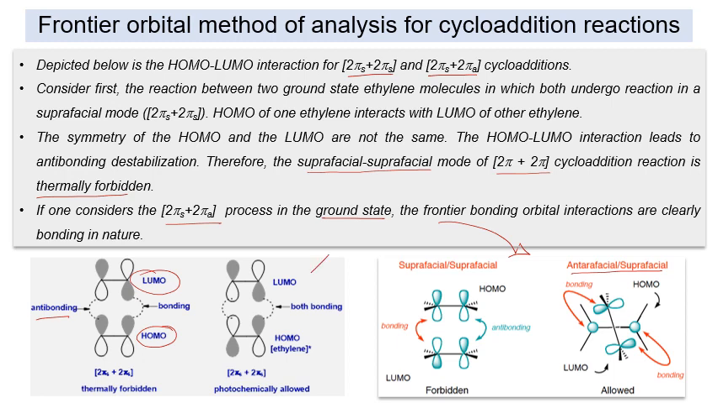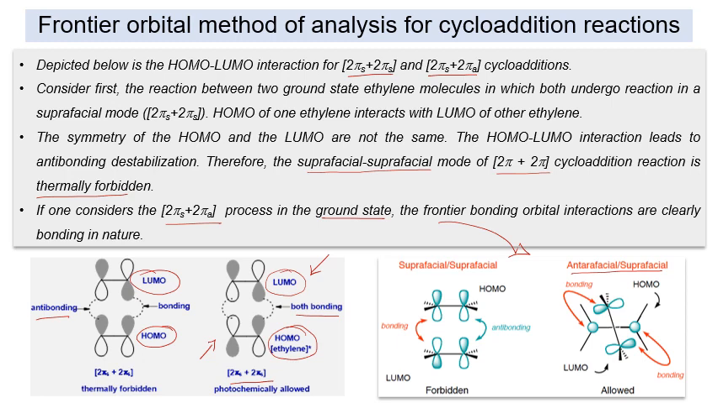Coming back to this particular transformation, you can see a suprafacial in the excited state, that means in the photochemical reaction, gives you a bonding overlap. That means the process which is forbidden thermally is now permitted photochemically. So in this particular diagram, we are actually seeing the excited state for one of the ethylene and the LUMO for an ethylene which has not been excited.